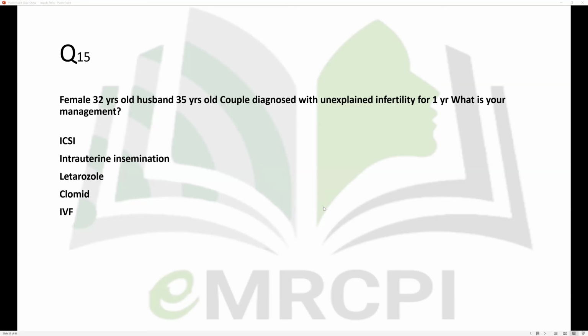In the MRCOG, actually, the scenario usually will be a little bit longer with more details, and we will advise conservative management because IVF will be offered after strictly 2 years. Ovarian stimulation, yes.